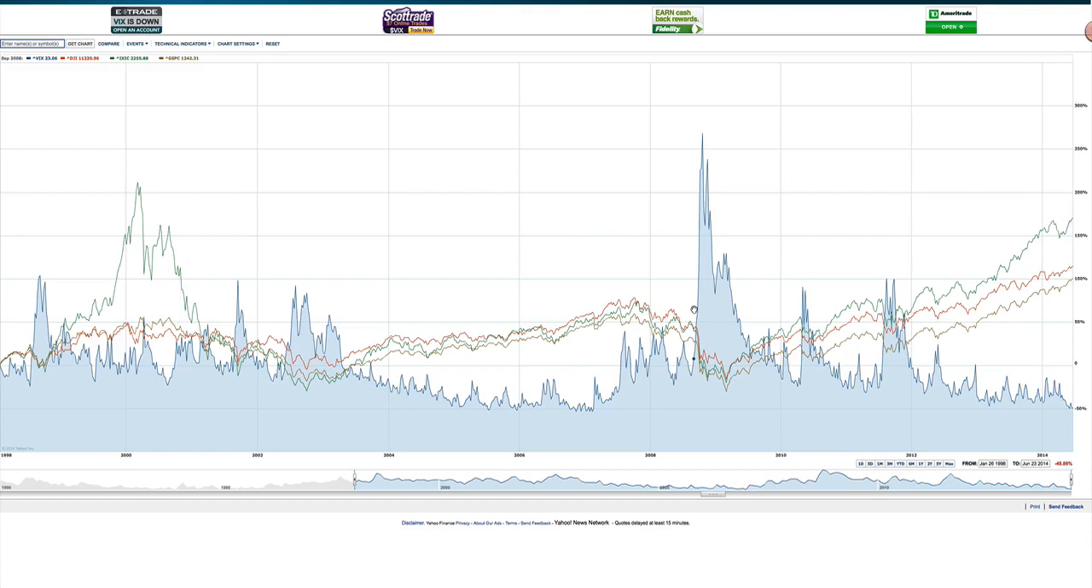And as you can see here, of course, the U.S. stock markets, the indexes are up considerably from their low point here in 2009.